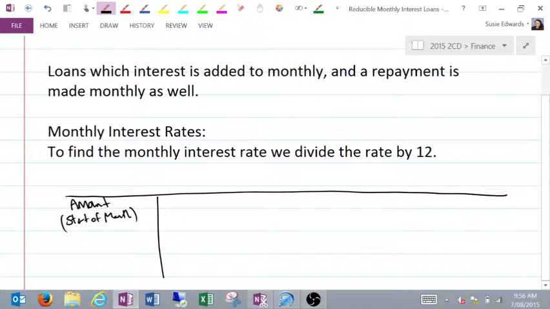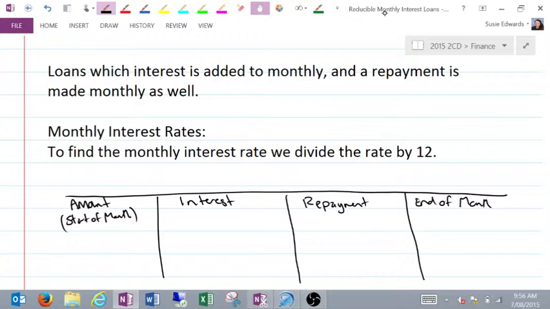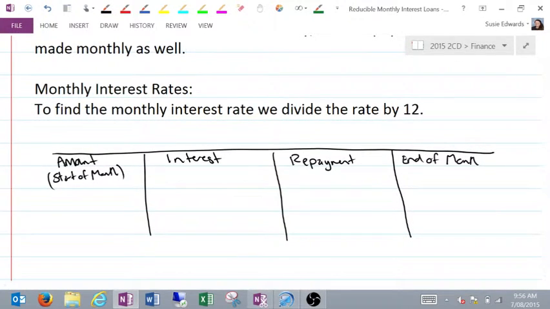The amount at the start of the month. Then we need to be able to find your interest, your repayment, and then your end of month balance.